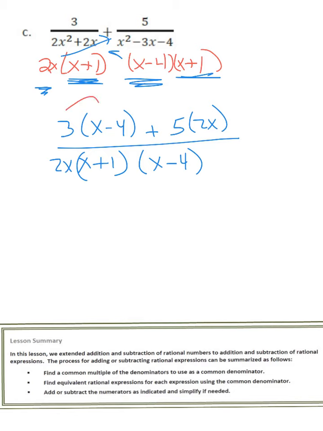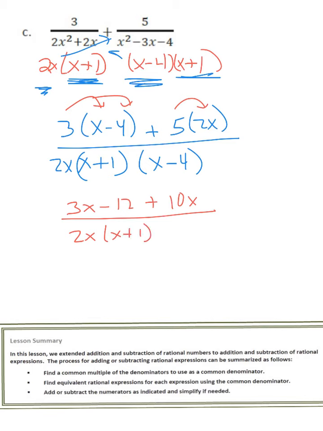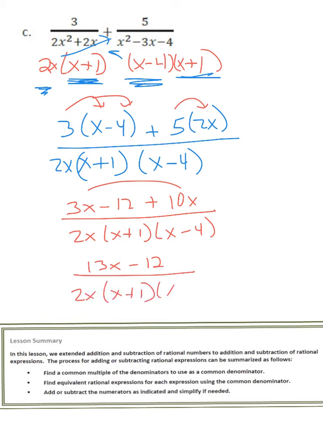All right, now we're going to turn around and distribute. So I get 3x minus 12 plus 5 times 2x is 10x. All over, and we do not want to put these back together. Leave them separated. Don't go trying to crunch things back together. However, on the top, I've got a couple of common things here, don't I? What's 3x plus 10x? 13x. Minus a 12, and then all over this 2x, x plus 1, x minus 4. All right? So that's our lesson.